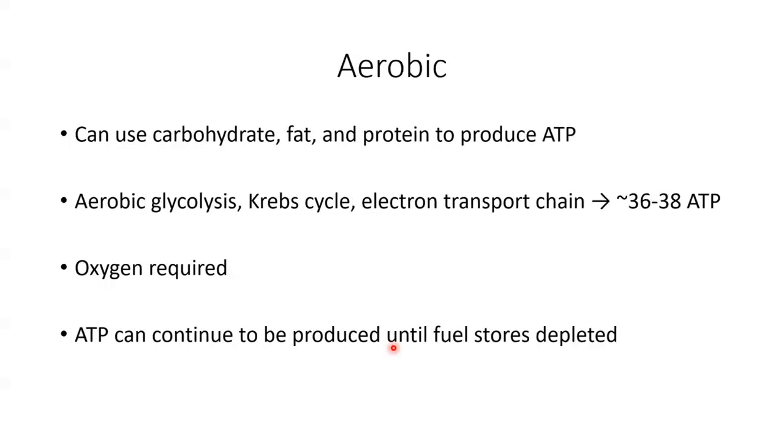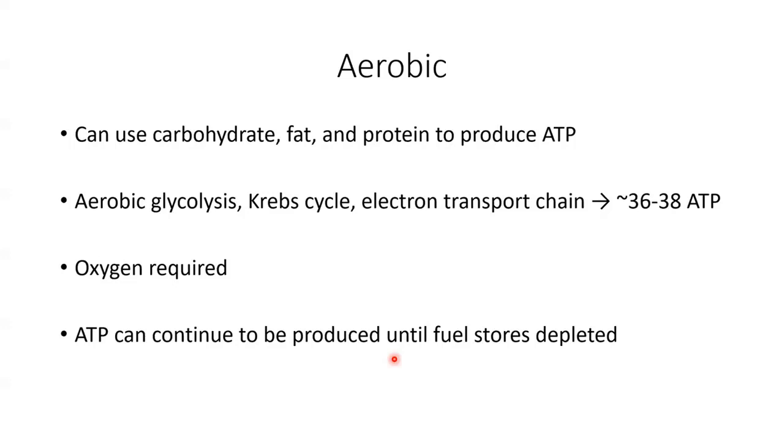The final energy system that our body uses to produce ATP for muscle contraction is the aerobic system. And the aerobic system is used to produce ATP at rest and during low to moderate intensity exercise. The aerobic system also uses a variety of processes to generate ATP, which, like anaerobic glycolysis, are beyond the scope of this unit. However, just for interest's sake, these processes include aerobic glycolysis, the Krebs cycle, and the electron transport chain. Just in case you come across any of these terms and you're wondering what they're referring to.